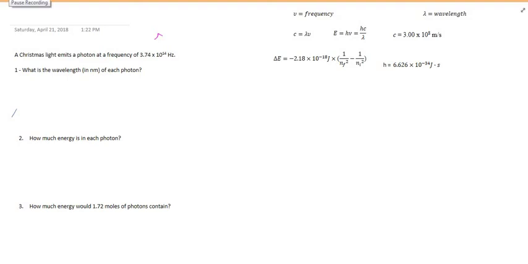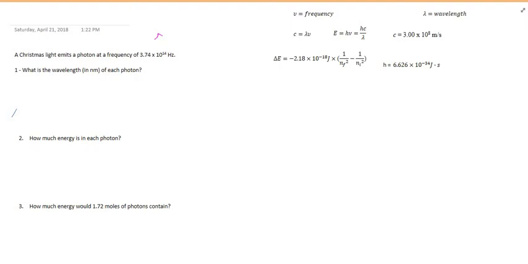Okay, let's look at this problem here. A Christmas light emits a photon at a frequency of 3.74 times 10 to the 14th hertz. And then I'm going to ask three questions. First one, what is the wavelength in nanometers of each photon? How much energy is in the photon? And number three, how much energy would that many moles of photons contain?